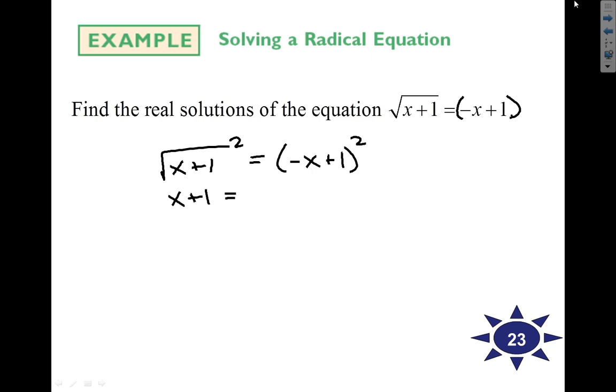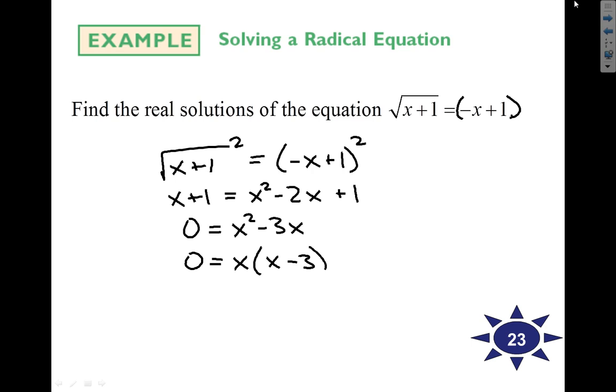On the right side, if we foiled this, negative x times negative x is x squared, minus 2x plus 1 is what you would get from foiling it. Let's get everything on the same side and solve it using our factoring or quadratic formulas here. So x squared minus 3x, and the 1's are going to cancel out. That's nice. So now we can factor out an x. We'll have x minus 3. And so x will either equal 0, or x minus 3 will equal 0. So x is 0, or x equals 3.